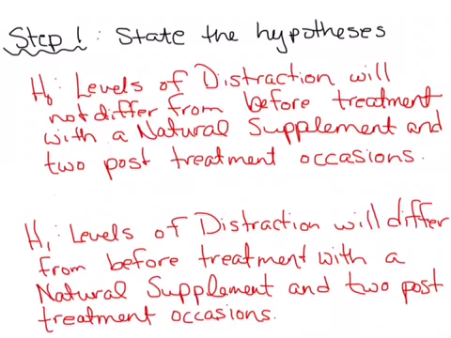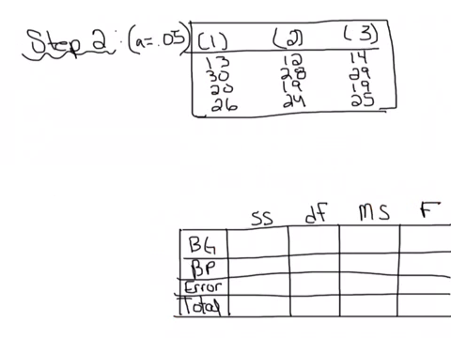It's as simple as just the null and alternative. I'm just saying that levels of distraction will not differ before treatment with a natural supplement and the 2 post-treatment occasions. Whatever it is that you're showing, there's 2 follow-up occasions and 1 before occasion, and then I'm stating that there is going to be a difference. So stating the hypotheses is simple and straightforward. Then we're going to move forward to locating our critical boundary, which is step 2.